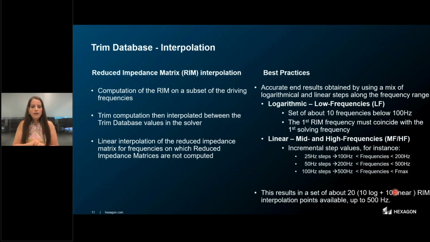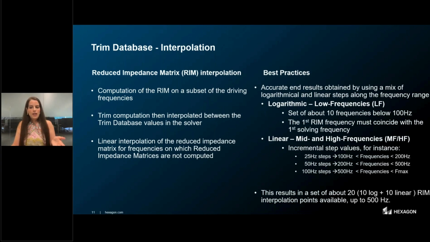How to accelerate the run, it's all about that on this slide. So the PEM capability within the solver performs linear interpolation for the reduced impedance matrices of each trim component. And on this slide, you can see how this works. The computation of the RIM is performed on a subset of the driving frequencies, which are specifically selected based on the characteristics of the trim components in the frequency range of interest. And once those RIMs are computed, the solver will interpolate between the values stored in the trim database to estimate the RIMs for other frequencies that were not explicitly calculated.